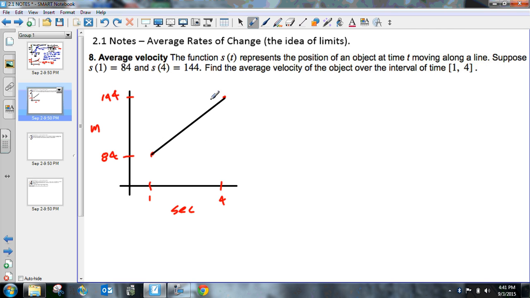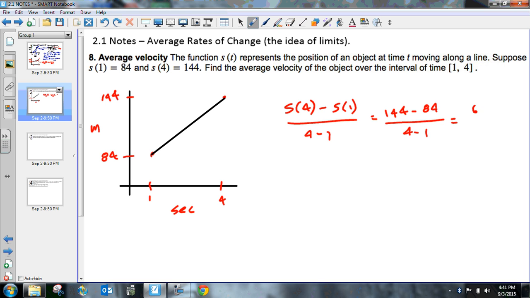And so if I wanted to find the average velocity, I take the difference here, and I'm really taking s of 4 minus s of 1 over 4 minus 1. So I end up getting 144 minus 84 all over 4 minus 1, and this is going to give me 60 over 3. So this gives me 20. Okay, and that's my answer.